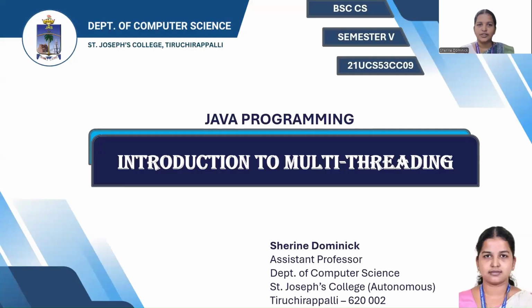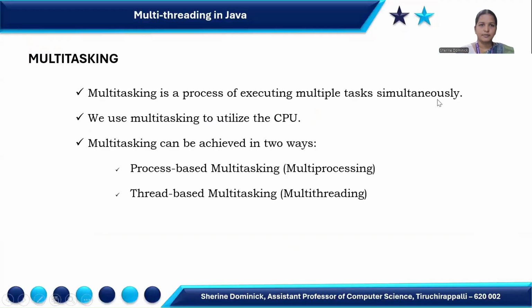So this is the topic that we are going to discuss today, Introduction to Multi-Threading. First, let's see what's multitasking. It's a process of accepting or executing multiple tasks. As I said earlier, we are going to keep the CPU engaged, or make maximum utilization of the CPU time, which is very efficient, by assigning more than one task to be done at the same time. This can be accomplished in two methods.